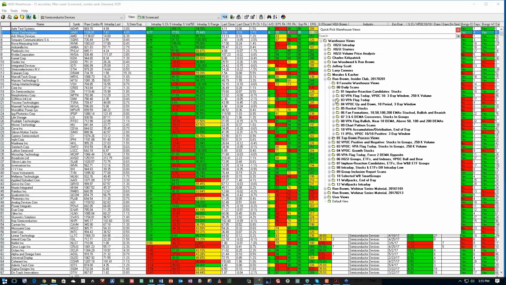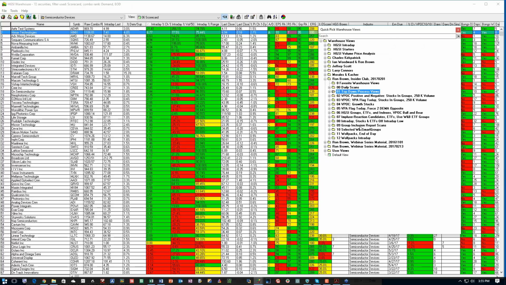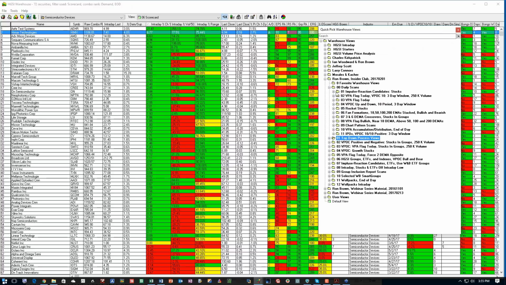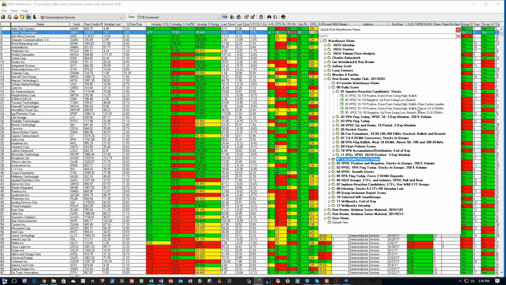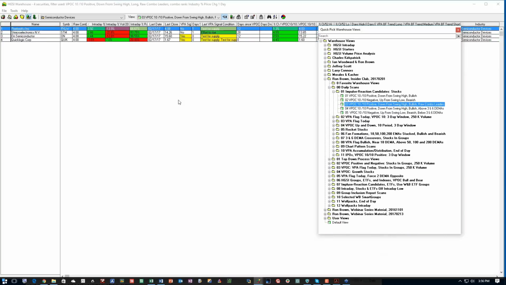Let me get back to my views. Let's just run through a few of these. I think I'll just stick with the semiconductors today, if that's fine with everybody. This view, and remember, this is going to scan for stocks as of last night, because I did not go through and do a full intraday update. So this is my primary view here.